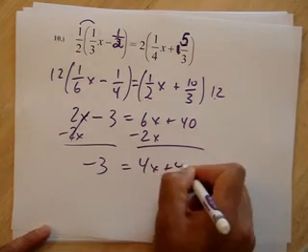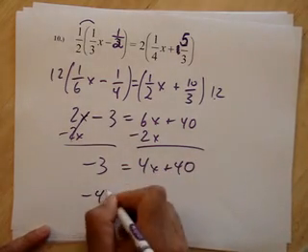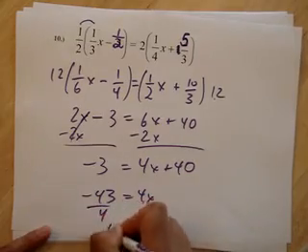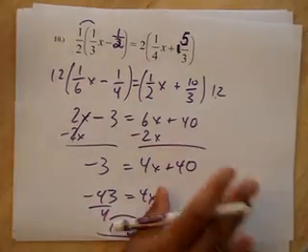Here we go. 4x plus 40. Now what I want to do, I'm going to subtract 40 from both sides. I get negative 43 over here equals 4x. Divided by 4, I get negative 10 3/4. Did you follow me? No? Oh, you can do it.